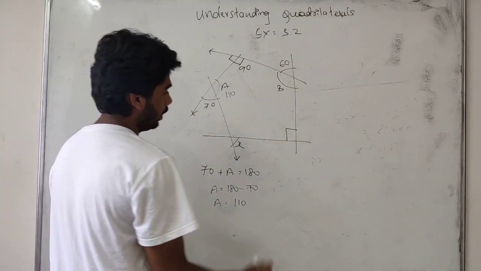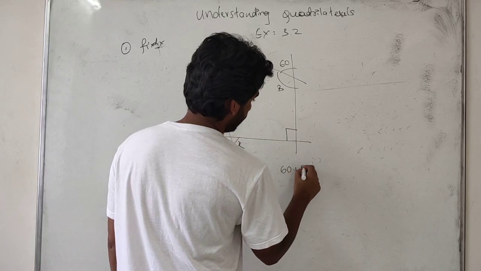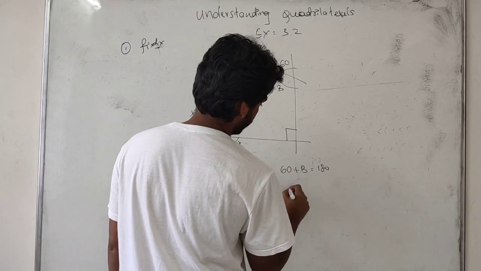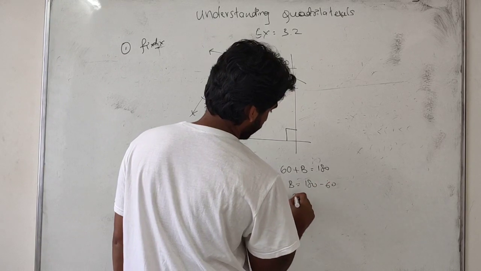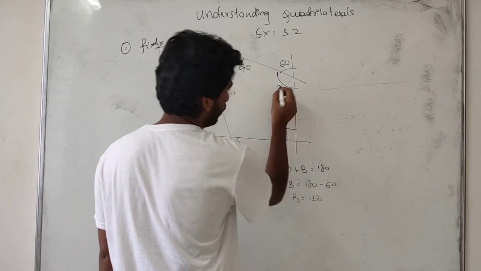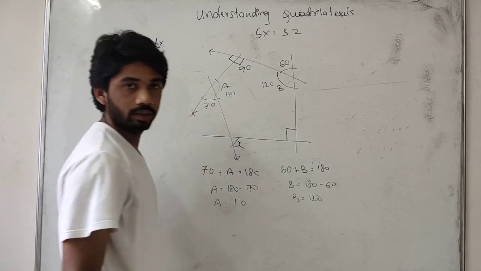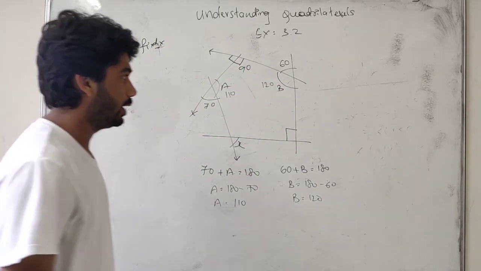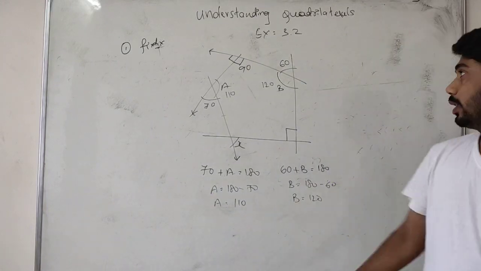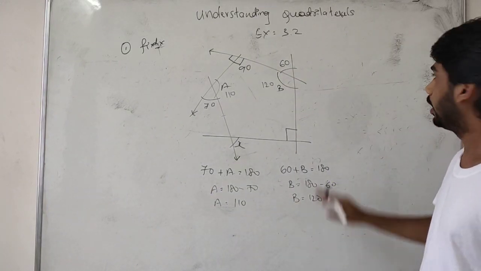Okay, students. Next one: 60 plus B is equal to 180. B is equal to 180 minus 60. B is equal to 120. So B will be 120. The sum of all the angles of a quadrilateral will be 360 degrees.